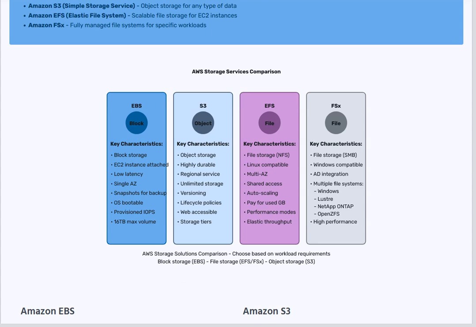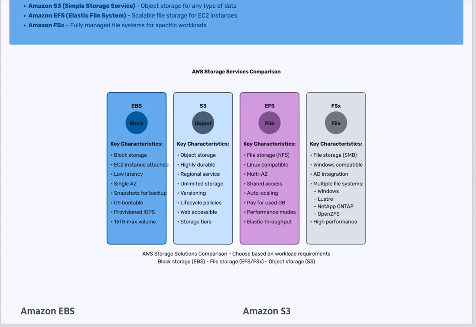Snapshots for backup, EBS. S3, versioning. EFS, auto scaling. FSx, Windows, cluster, NetApp, ONTAP, OpenZFS file system, ZFS, right? So I can discuss these things, what they are called, right?